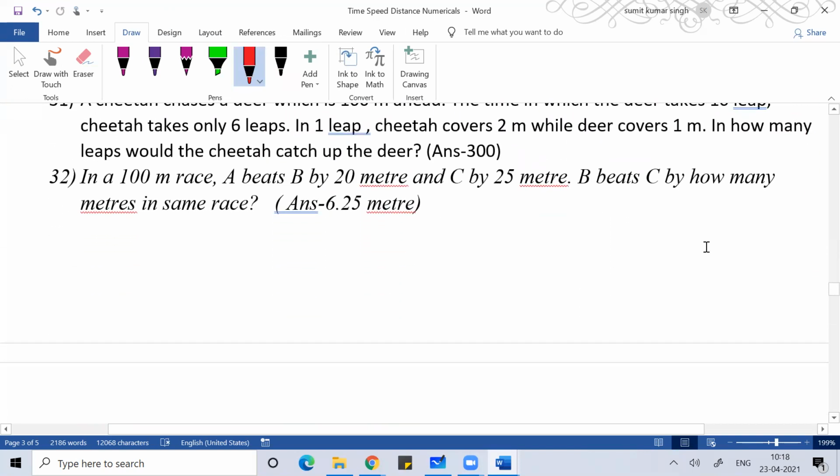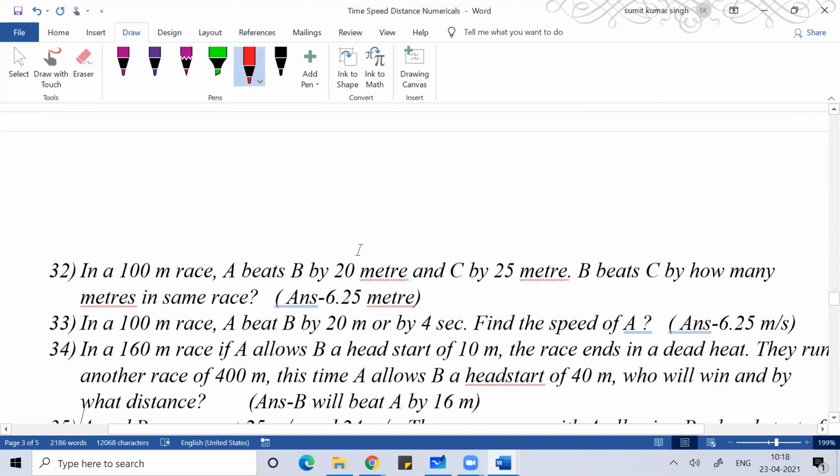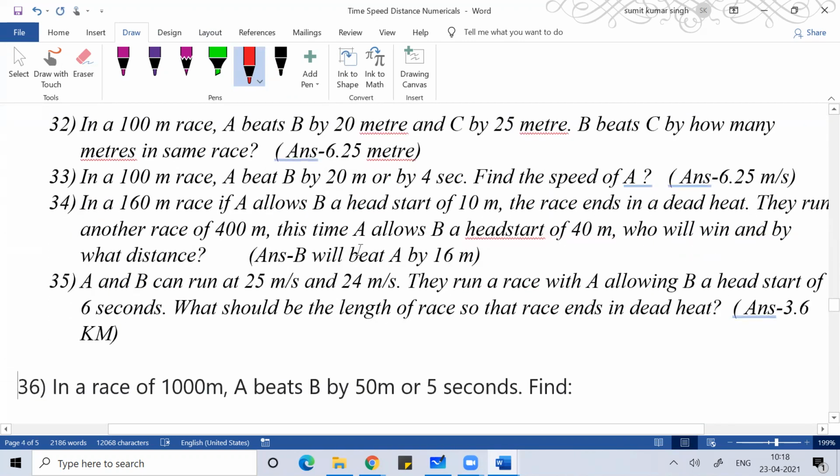Then you can see the next concept. What we need to learn here is the concept of races and games. So when we talk about races and games, you can see this.